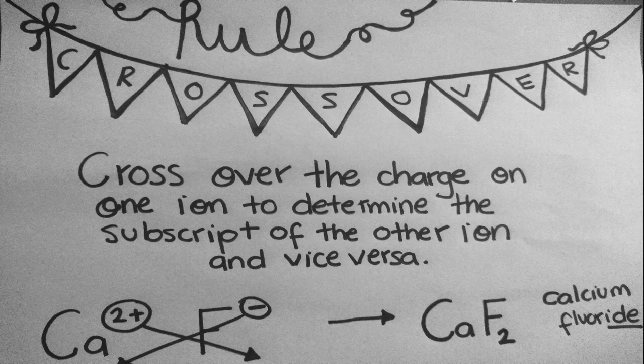However, pay attention to this. We don't cross over the signs. We don't cross over the positive sign or the negative sign. Only their numbers. Okay? So now we have that 1, which was the charge of fluorine, is the subscript of calcium, and 2, which was the charge of calcium, is the subscript of fluorine.